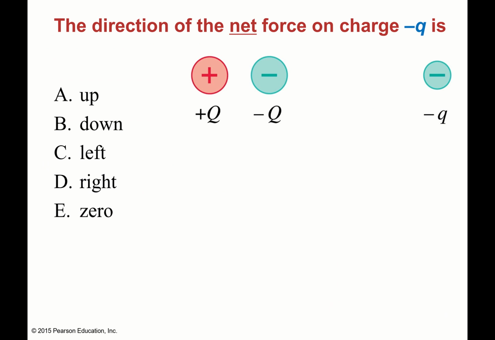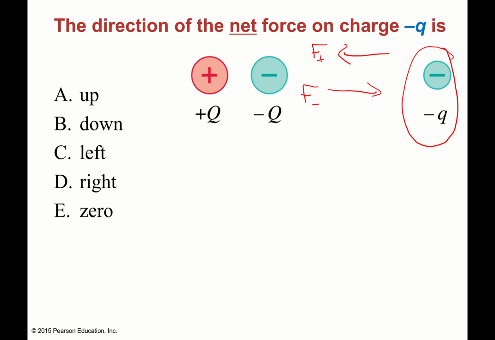So if I look at this picture here, if I look at that small charge, negative Q, over here on the right-hand side, it's going to be repelled by the negative charge and attracted by the positive charge. So remember, the force between two like charges is repulsive, and between opposite charges is attractive. So there's going to be a force from the positive charge to the left. There's going to be a force from the negative charge to the right. Which one of them is going to win? Well, it depends on which one is bigger.